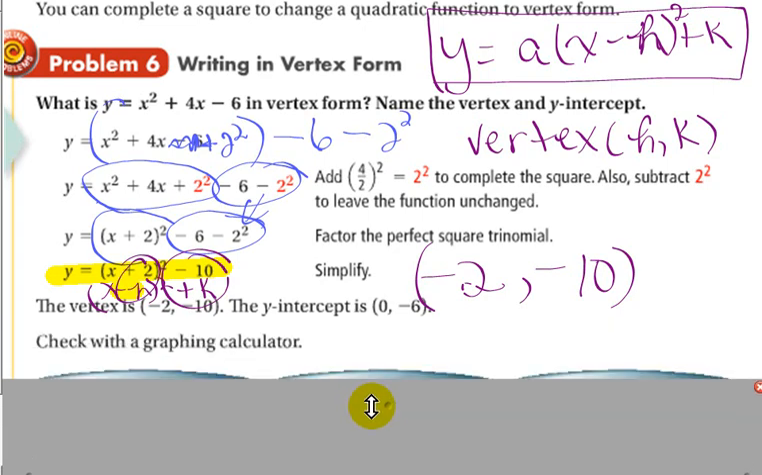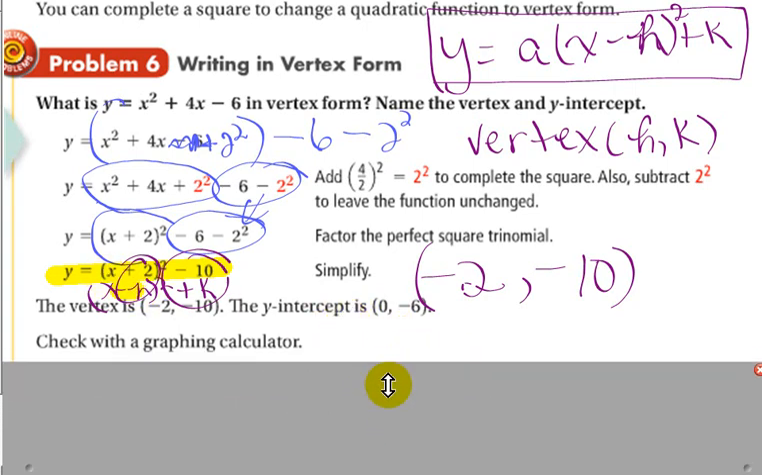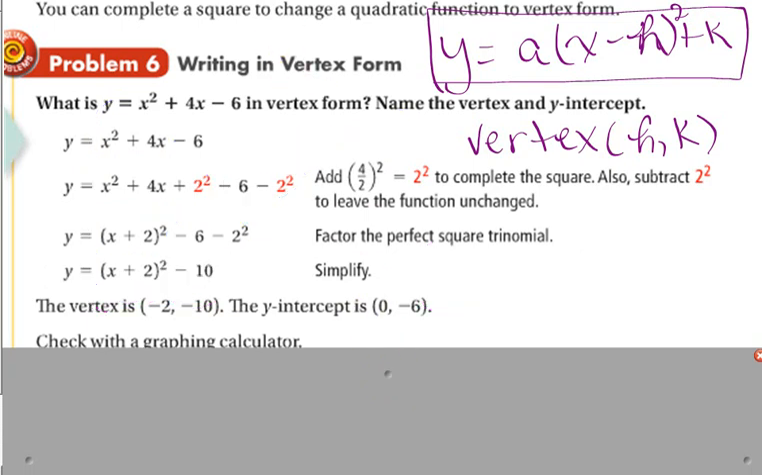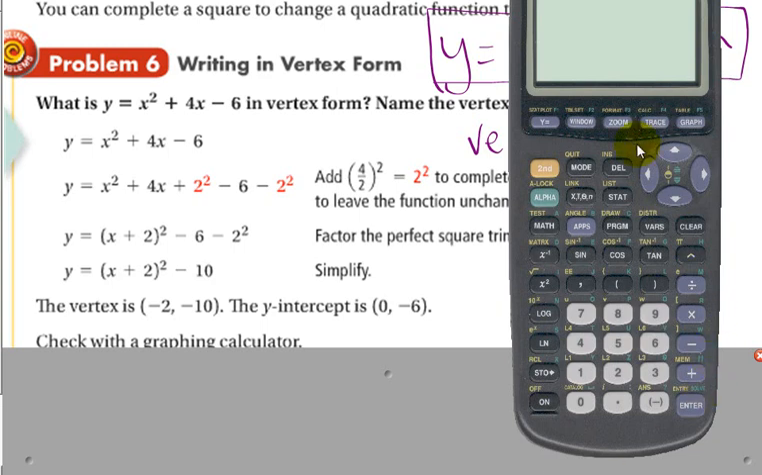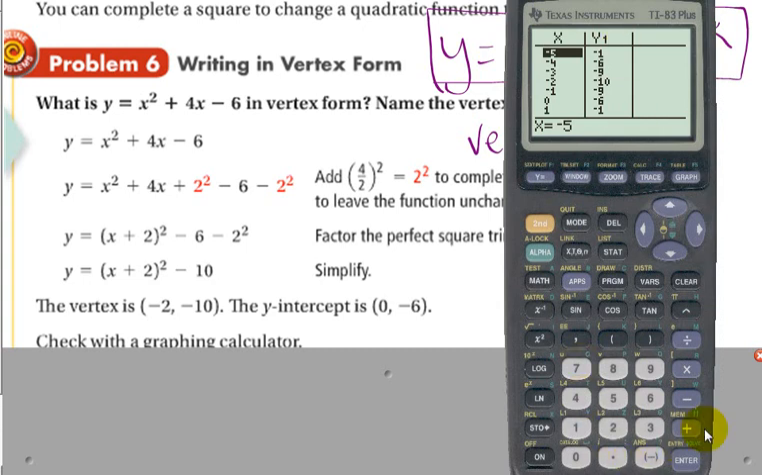So now to check with the graphing calculator, and that's why I'm waiting till Monday, because I'll have somebody gone tomorrow. To check with your graphing calculator, I'm going to go ahead and show you quickly what you would do. We would turn it on. Oh boy, let's see if I can get this down there. There we go. Clear it.